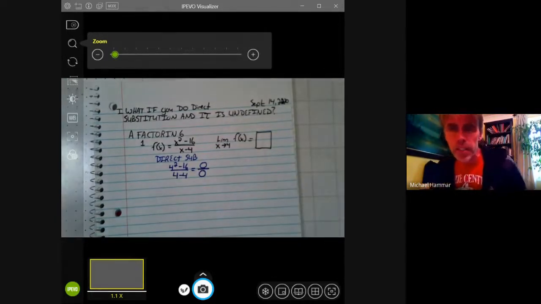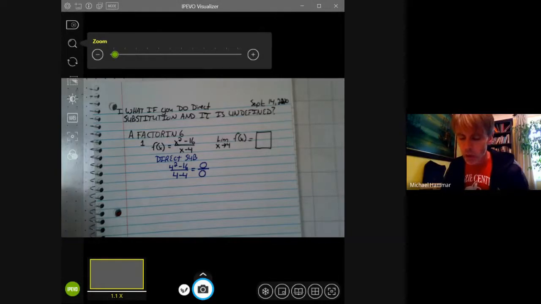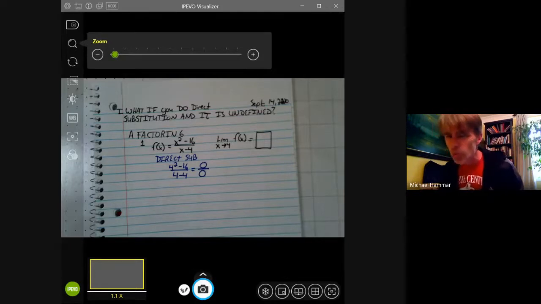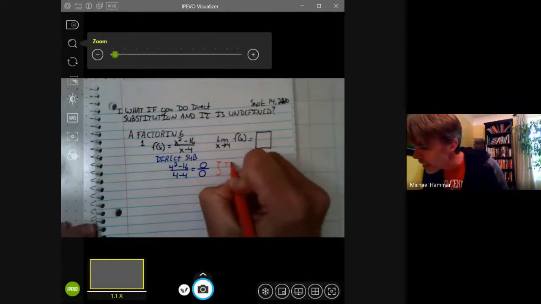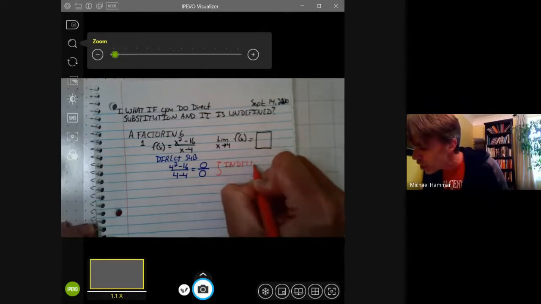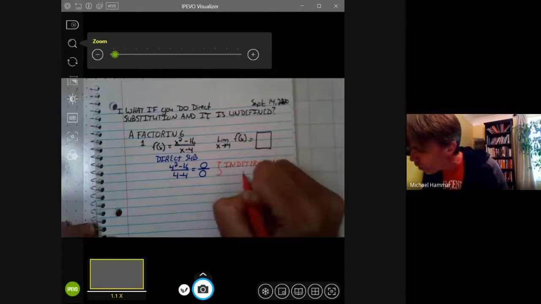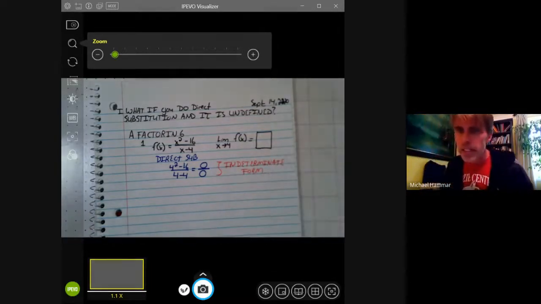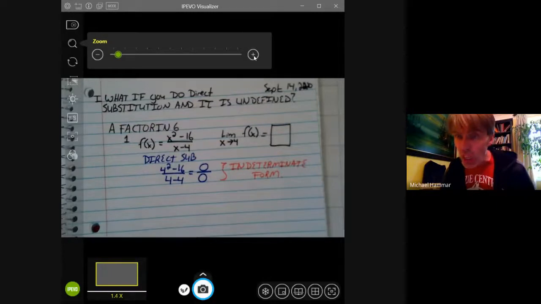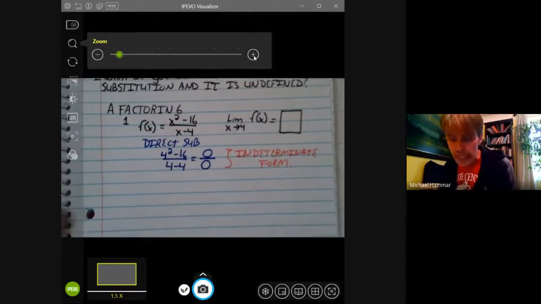Now, in calculus, we have a very special name for this result. This result, 0 over 0, is not equal to 1. So please do not say 0 over 0, the limit is 1. What we call this is the indeterminate form. What that means is if it is the indeterminate form, it means that you can do some other things to find the limit.